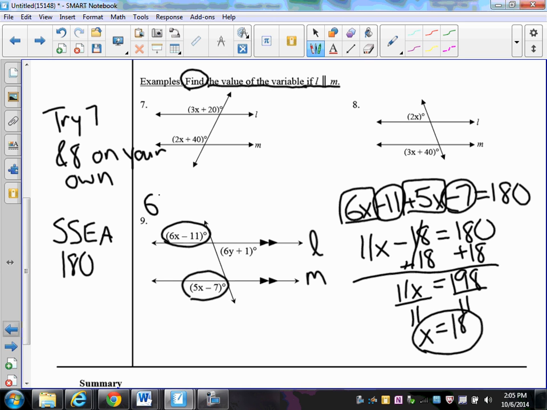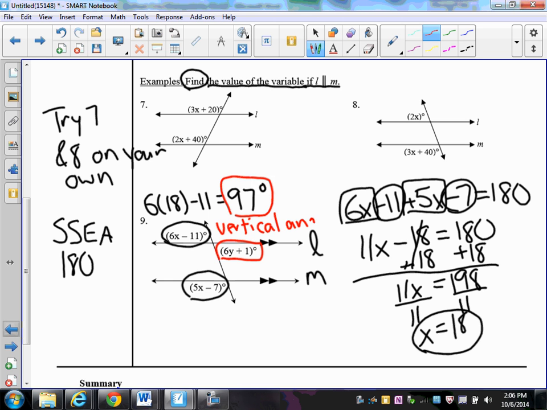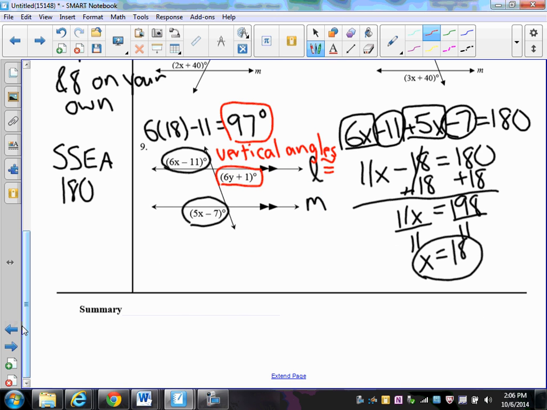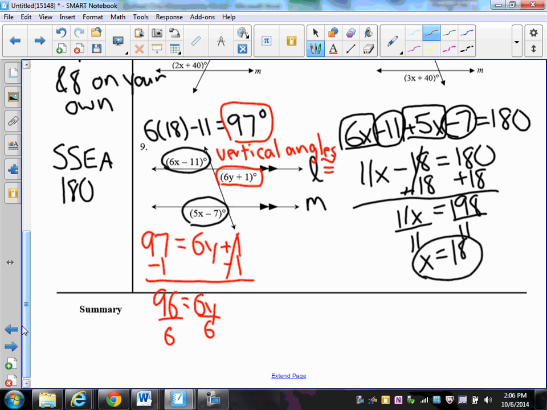We need to figure out what this is, so we substitute 18 in. And whenever we do that, we get 97. So that means 6y plus 1 equals 97. These are vertical angles. Vertical angles are congruent. So I have 97 is equal to 6y plus 1. When I subtract 1, 96 is equal to 6y. And lastly, I divide by 6, and we get y is equal to 16.